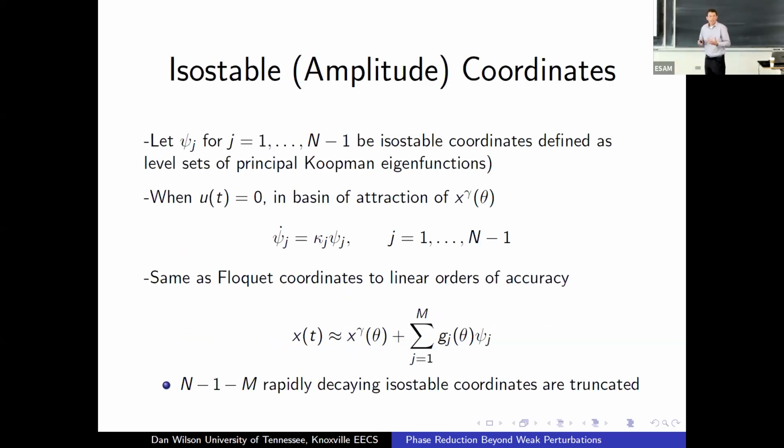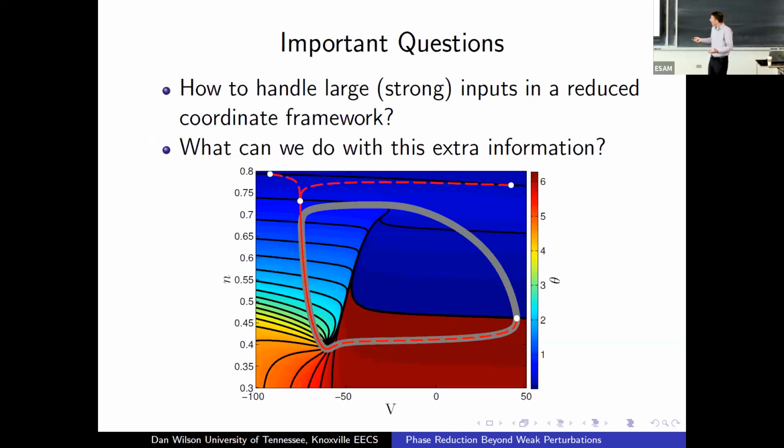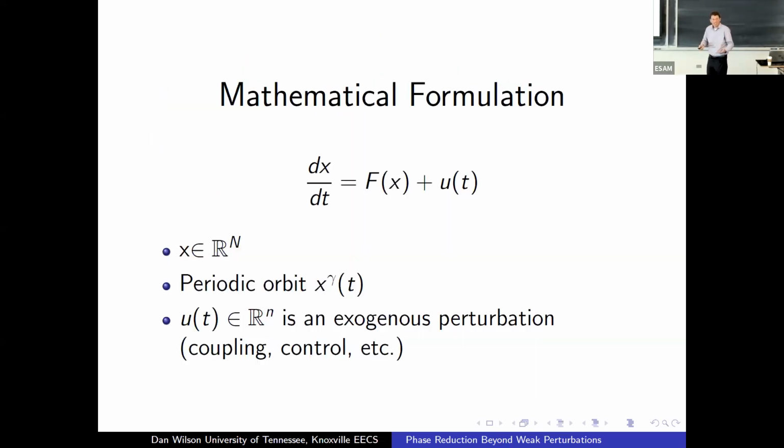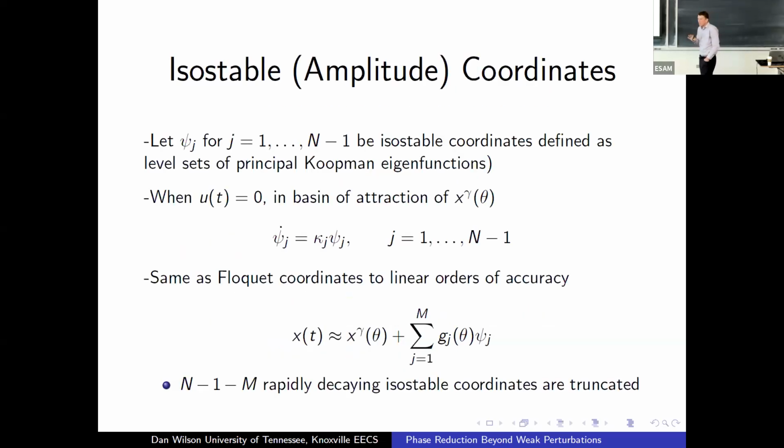And I said a moment ago, okay, I need to have some additional information about some amplitude coordinates. Again, phase just gives me timing, but I need to know what happens out here and here. I need some kind of amplitude coordinate. There's a lot of different amplitude coordinates that I could choose, but one that ends up being useful is to use the isostable coordinate framework.